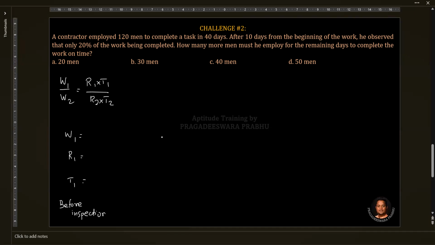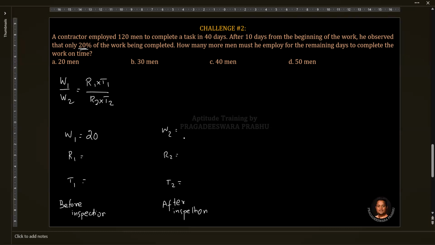All right, and W2, R2 and T2 are after values after inspection. Okay, so here what quantity of work was completed before inspection? See, he observed after 10 days and found out 20% of the work is completed. So that means 20 units of work, let us say, is completed.